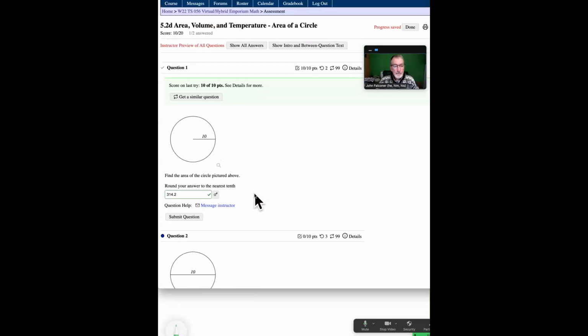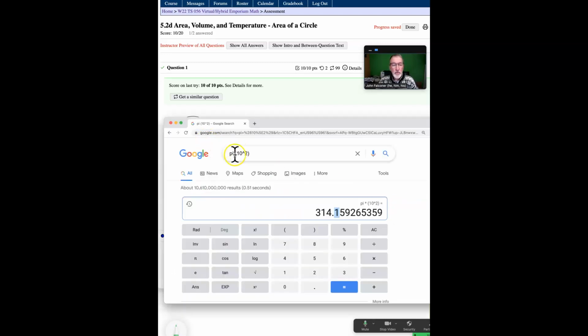And be sure to check here. I know from looking at your tests over the years, people who don't follow these instructions, or if you forget how to round, be sure to review your rounding. And let's go over here and see what we get.